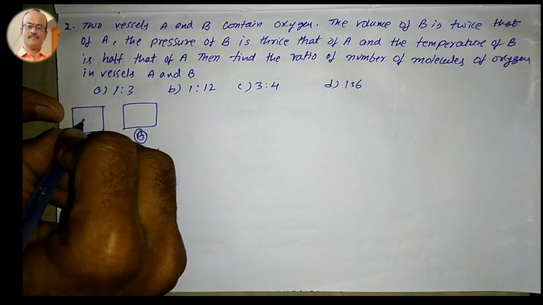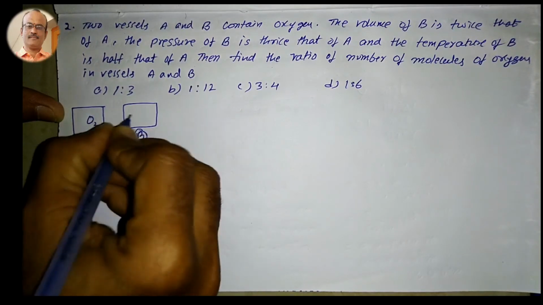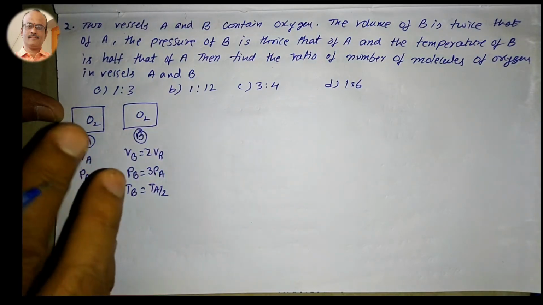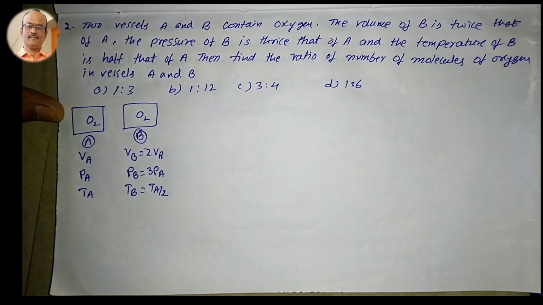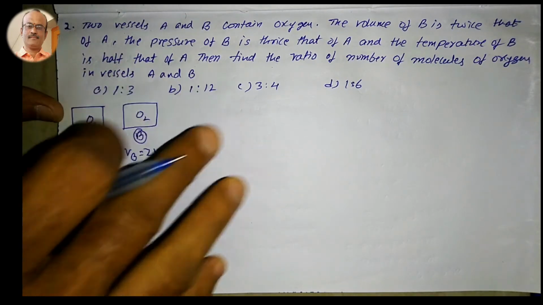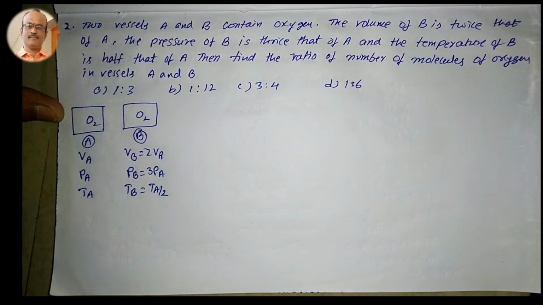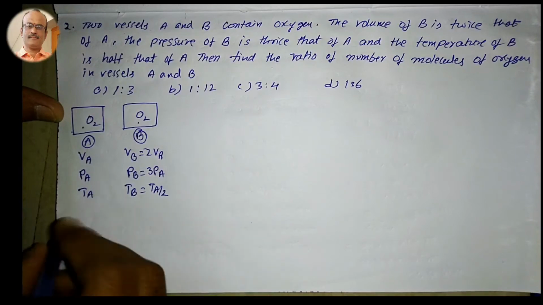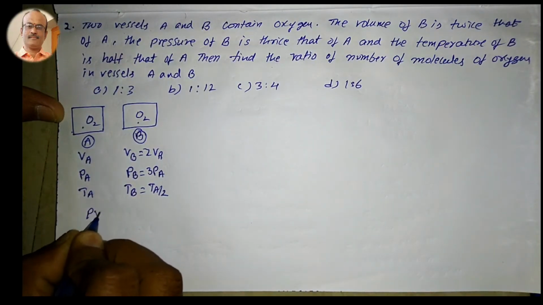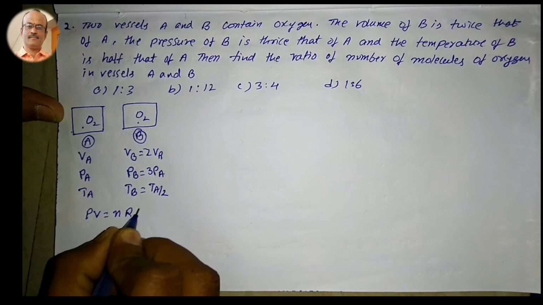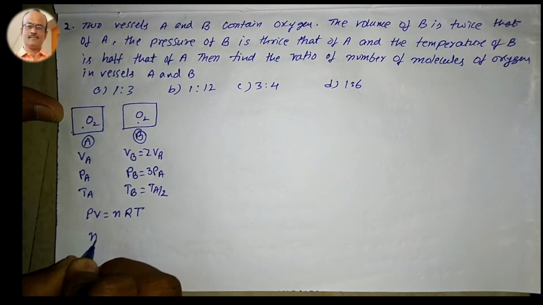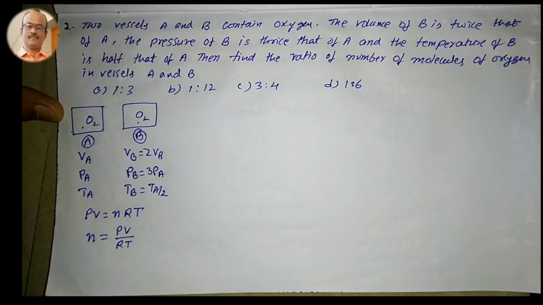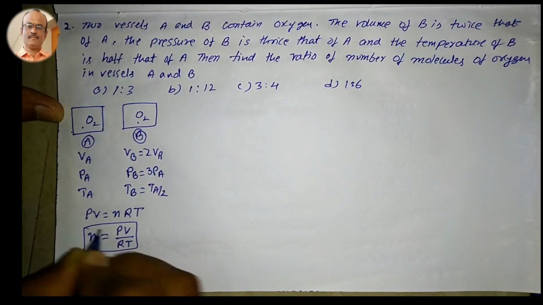And one thing to remember, both contain oxygen, but the number of molecules present in the two vessels differs. We want to find the ratio of the molecules present in this vessel and this vessel. Here we know the ideal gas equation, PV equals nRT. So the number of moles n is equal to PV divided by RT. By using this equation we will solve this problem.